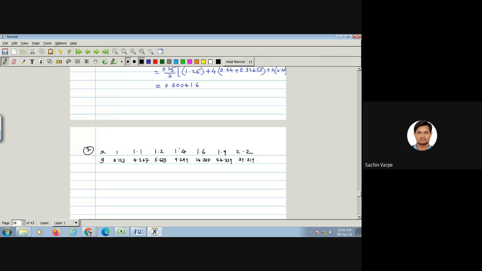So for the trapezoidal rule, initially the area of the strip will be... so we can consider the LCM or GCD of these lengths. We can see here the length is 0.1, here 0.2, 0.3, no? And here 0.2.